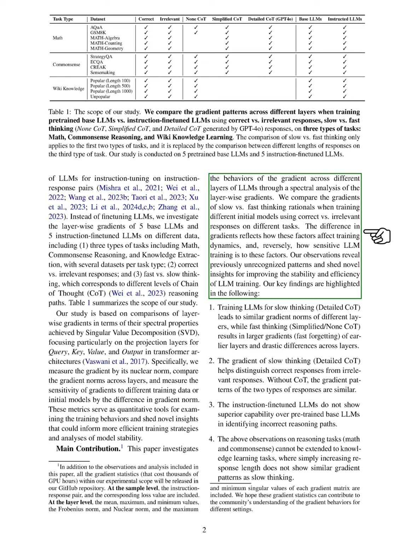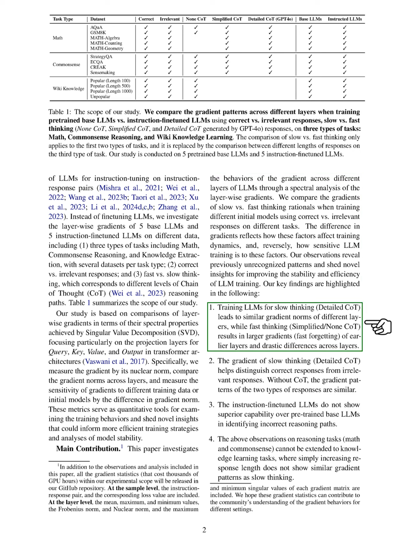We compare gradients from slow and fast thinking rationales when training various initial models with correct and irrelevant responses across different tasks. The differences in gradients reveal how these factors influence training dynamics and how sensitive LLM training is to them. Our findings uncover new patterns and insights that could enhance the stability and efficiency of LLM training.